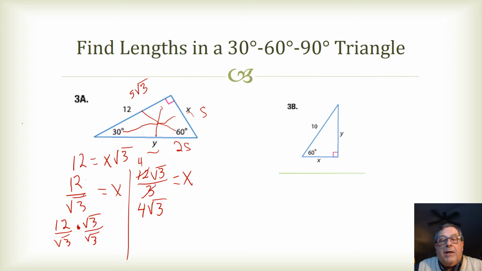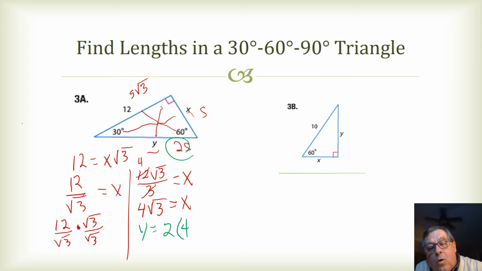Now our hypotenuse, which we have defined as Y, is 2 times the length of the shorter leg, and we've just determined that the shorter leg is 4 times the square root of 3. So Y is going to be equal to 2 times the shorter leg, and that shorter leg is 4 times the square root of 3. And we're just going to simply multiply 2 times 4 square root of 3, and now Y is going to equal 8 square root of 3.